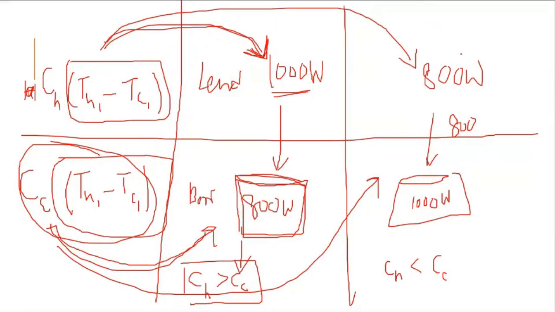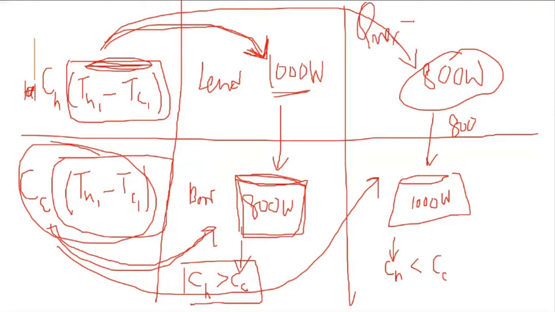800. Still 800 is the maximum heat transfer which can take place. So again it is the lower quantity multiplied by TH1 minus TC1. Are you getting this part? I can write that this Q max value, the maximum heat transfer which can take place between the two fluids, will be equal to C min multiplied by TH1 minus TC1. Can we write like this?